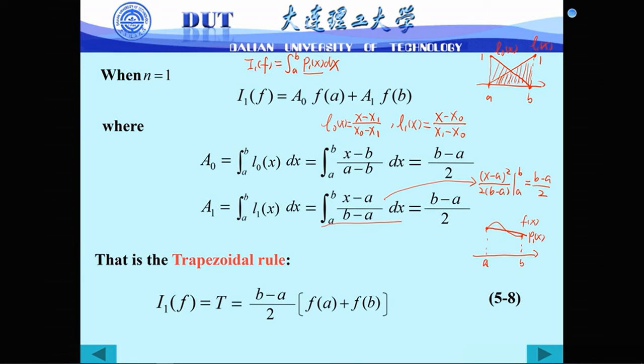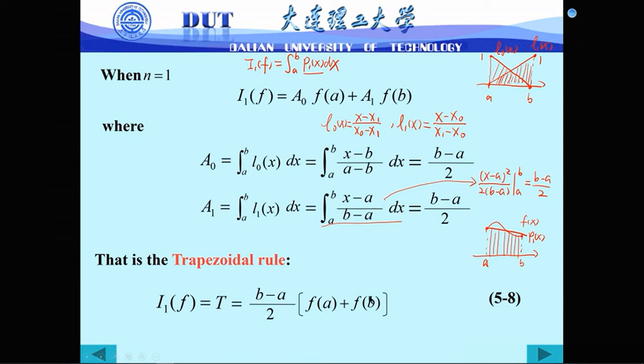So we just use the straight line to approximate the curve of f(x), and we use the area of this trapezoid to approximate the area under the curve, the integral of the curve. So that is the trapezoidal rule. We use different views, the geometric view and the Lagrange interpolation view, to explain the trapezoidal rule. It's okay for you? Clear? Of course, you should remember well this very famous formula, the trapezoidal rule.